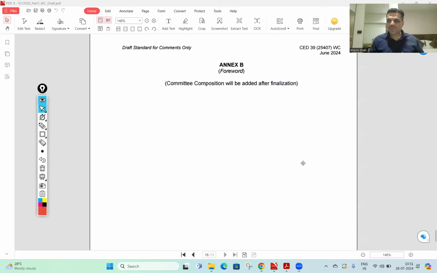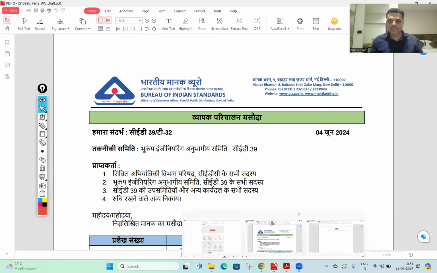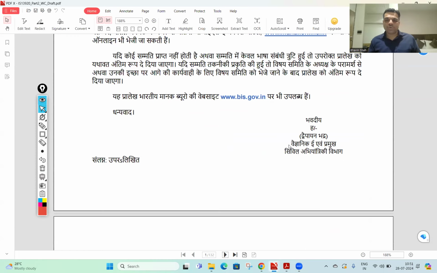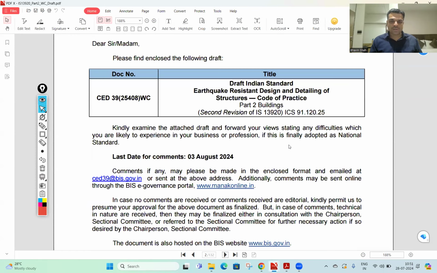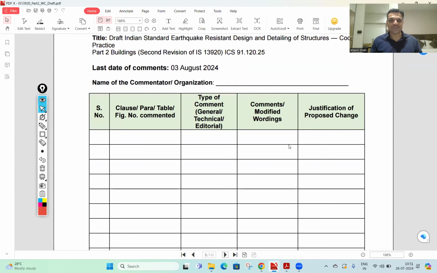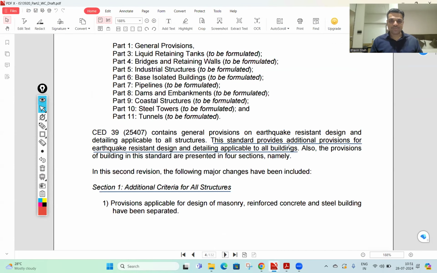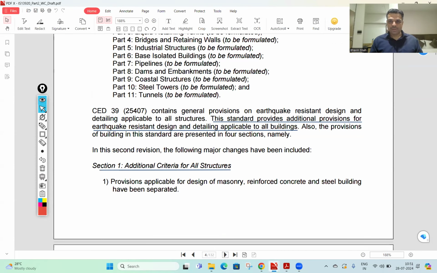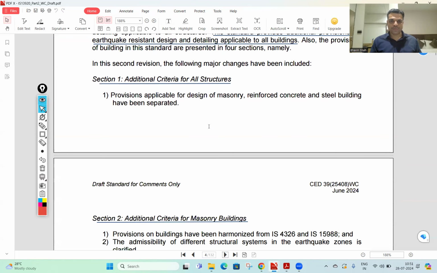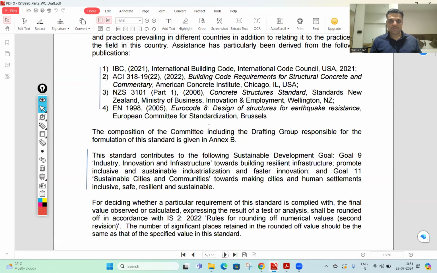Now let us see quickly part two. As we just discussed, part two is now talking about masonry structures, concrete structures, as well as steel structures. And that's why it is running to 132 pages. This standard provides additional provisions for earthquake resistant design and detailing applicable to all buildings. So this we have seen already.